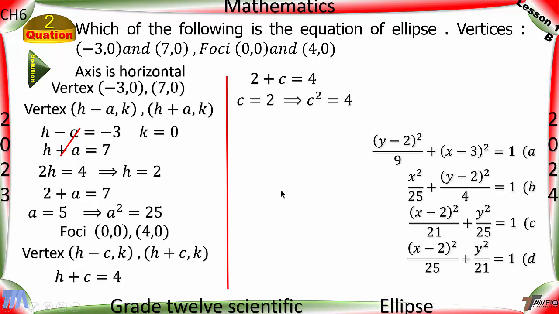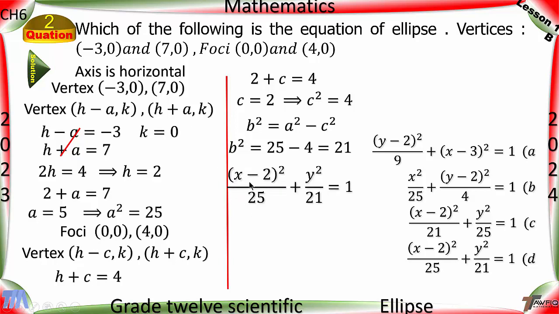To find b squared, b squared is equal to a squared minus c squared. So b squared is 25 minus 4, which is equal to 21. Then because the axis is horizontal, x minus 2 squared over 25 plus y squared over 21 is equal to 1. That means D is the correct answer.